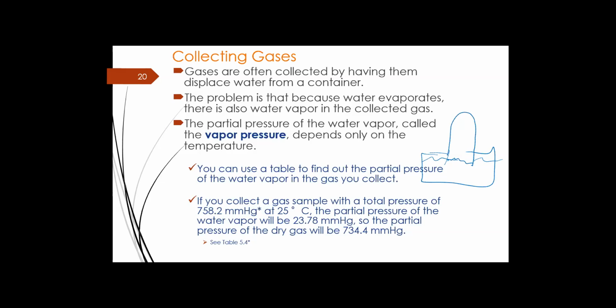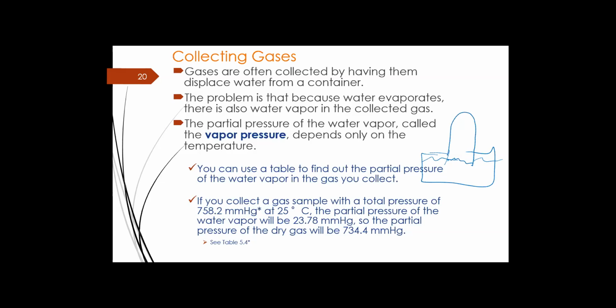Now from here, this means that if we're capturing water, we always have to account for the vapor pressure of that water if we capture a gas above it. Now, the nice part about that is that because this is so commonly done, it's often given as a table. And so we can find the partial pressure of water vapor in the gas we collect because it's going to be given to us in a table.